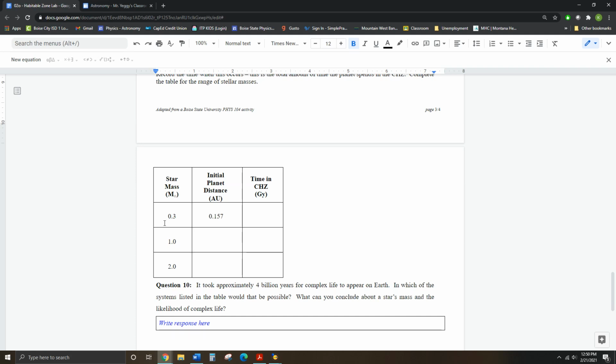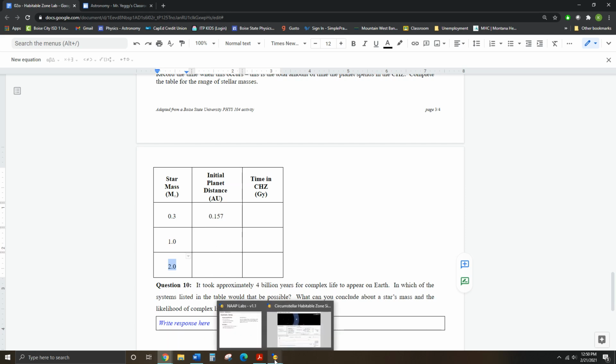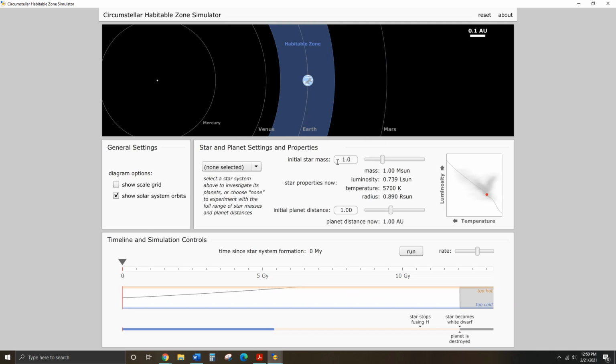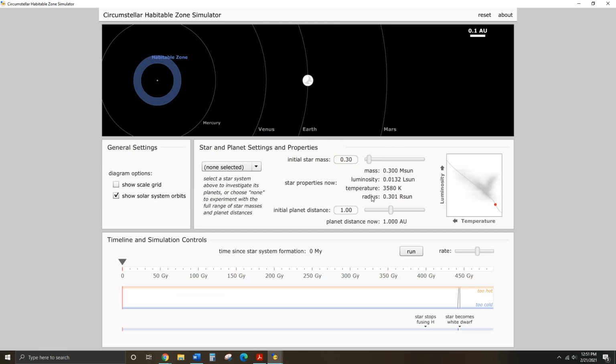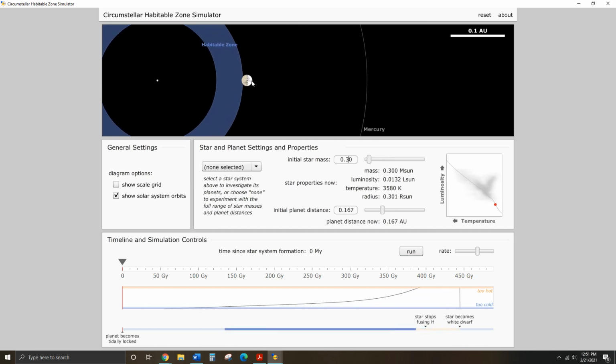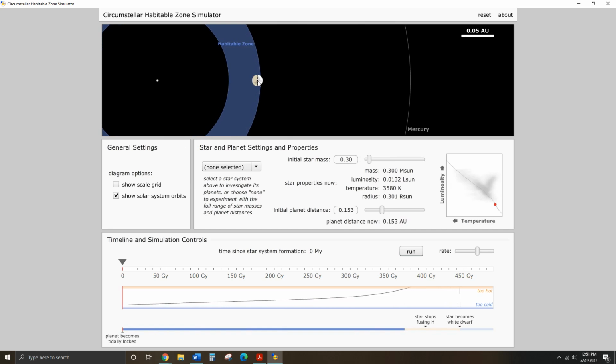So, we're going to do this with 3 different types of stars. A 0.3 solar masses, a 1 solar mass, and then a 2 solar mass. We're going to put it in a position where it's going to stay in the CHZ for as long as possible, okay? We know that the star is going to expand. If it's going to expand, we want to give ourselves as much room as possible. We want to give ourselves as much time as possible.